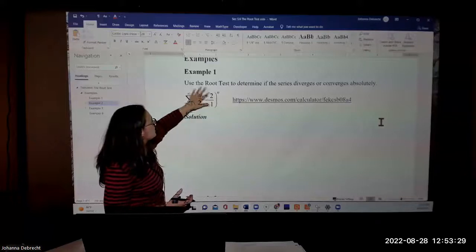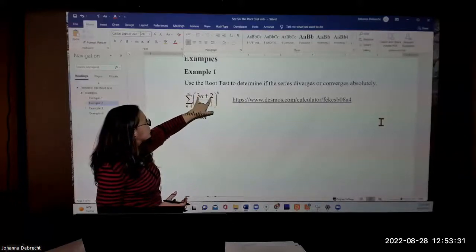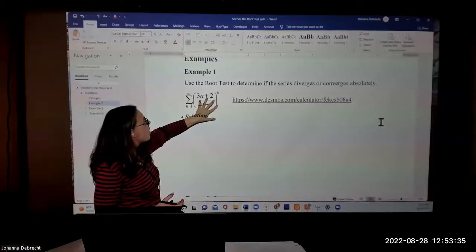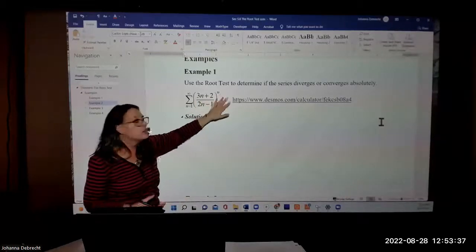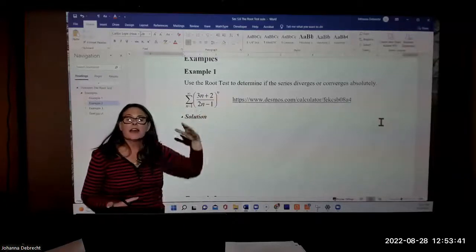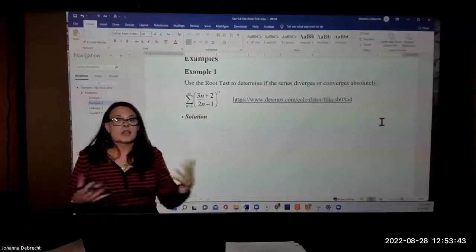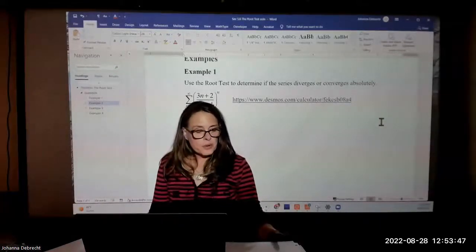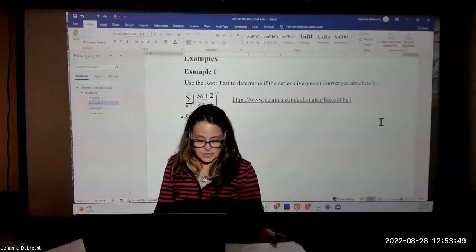Well, we can see that the summand consists of the ratio 3n plus 2 divided by 2n minus 1, all raised to the nth power. So the entire summand is being raised to a power that depends on n. That's when you use the root test in a nutshell. So we want to go ahead and apply the root test.